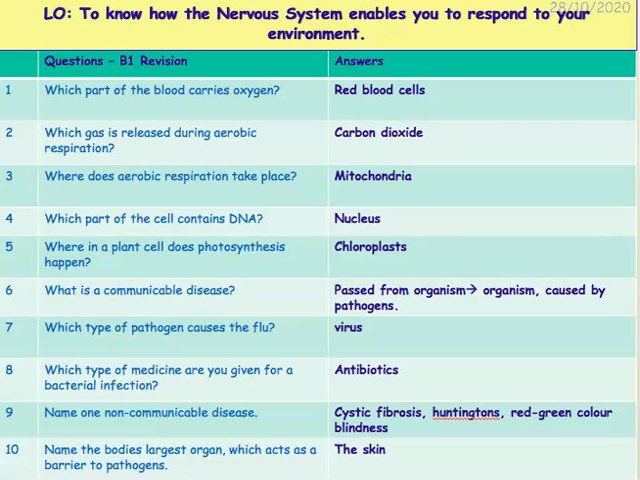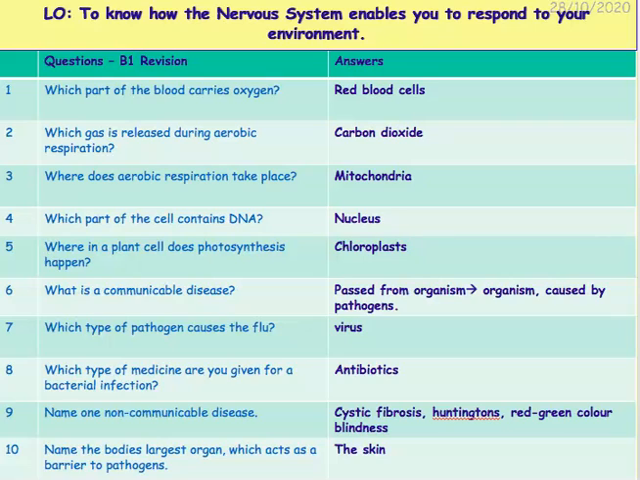Number 3, where does aerobic respiration take place? It's in the mitochondria. Number 4, which part of the cell contains DNA? That is the nucleus. And that's in animals and plants, so that's in eukaryotic cells. In bacterial cells, they do not have a nucleus.